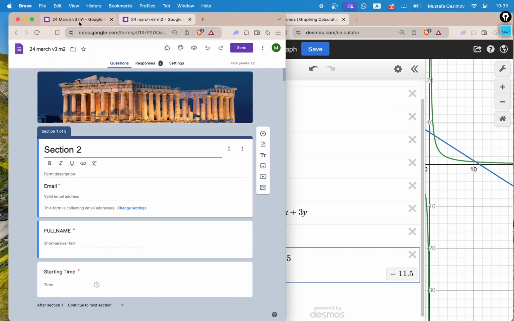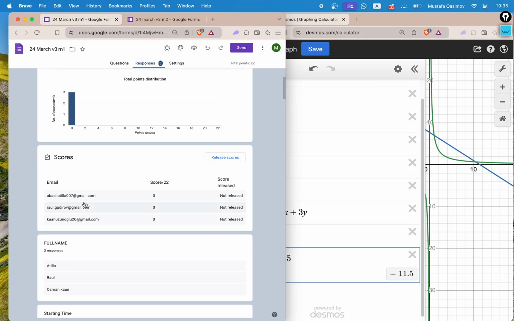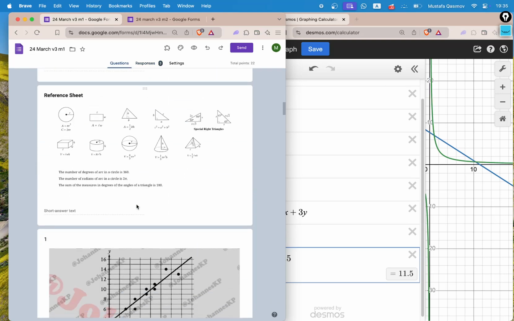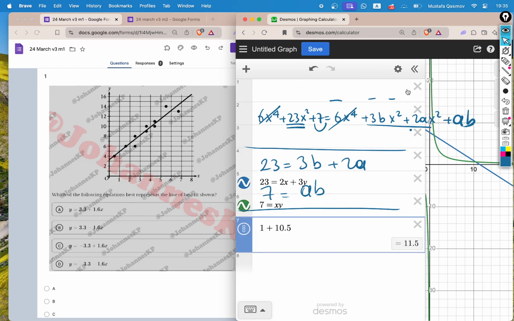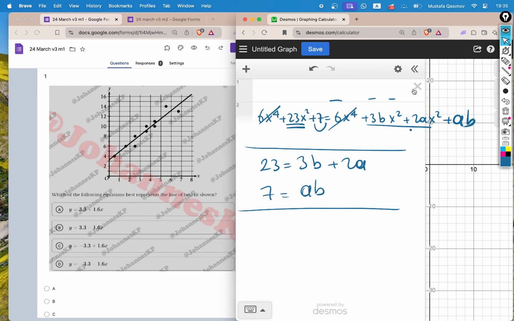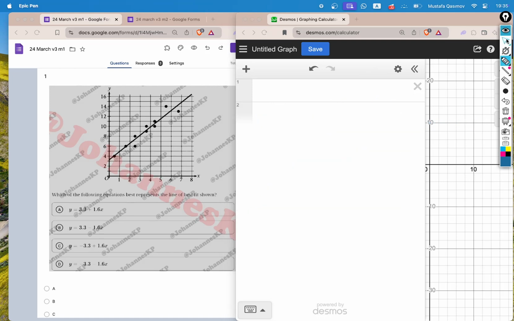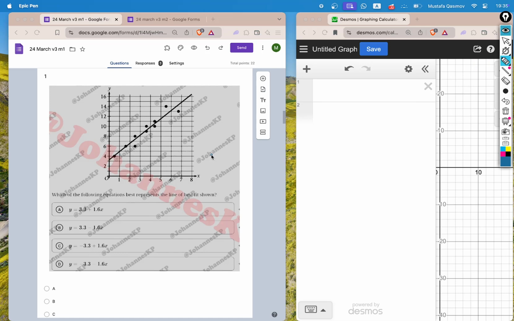I also say that we will look at March exam, but we don't have enough time, so we will look only at model 1. Kaan, Raul, Attila. Okay, first one. For first one, you can see that this line, think it is y is equal to kx plus b. So answer will be positive slope and positive y-intercept, so it is a.